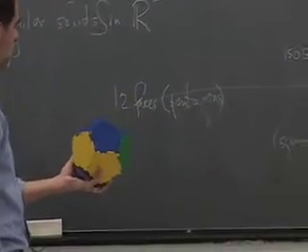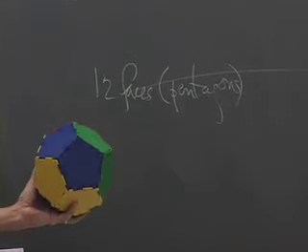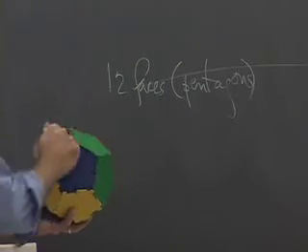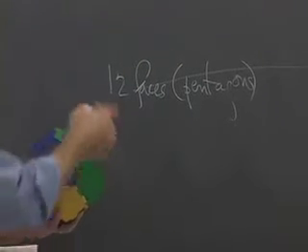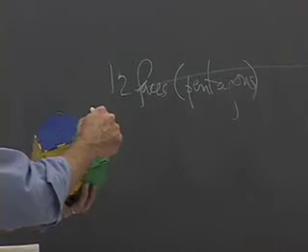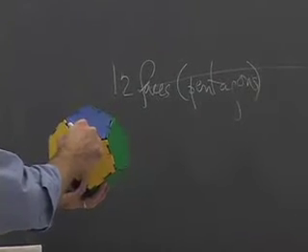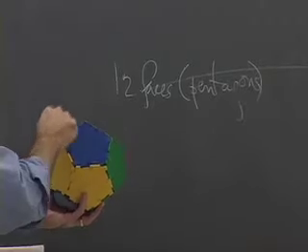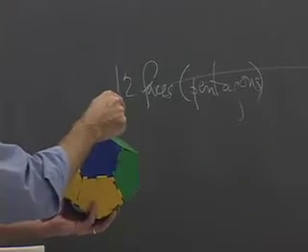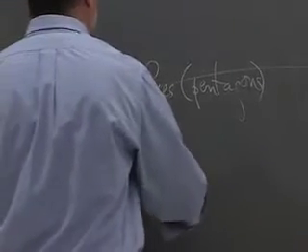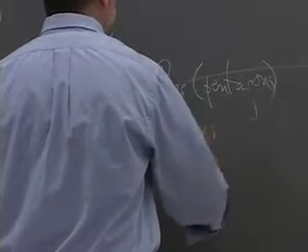The number of vertices is, what, 20 vertices? I forget how many. That's it, 20 vertices, thank you. And again, 30 edges.